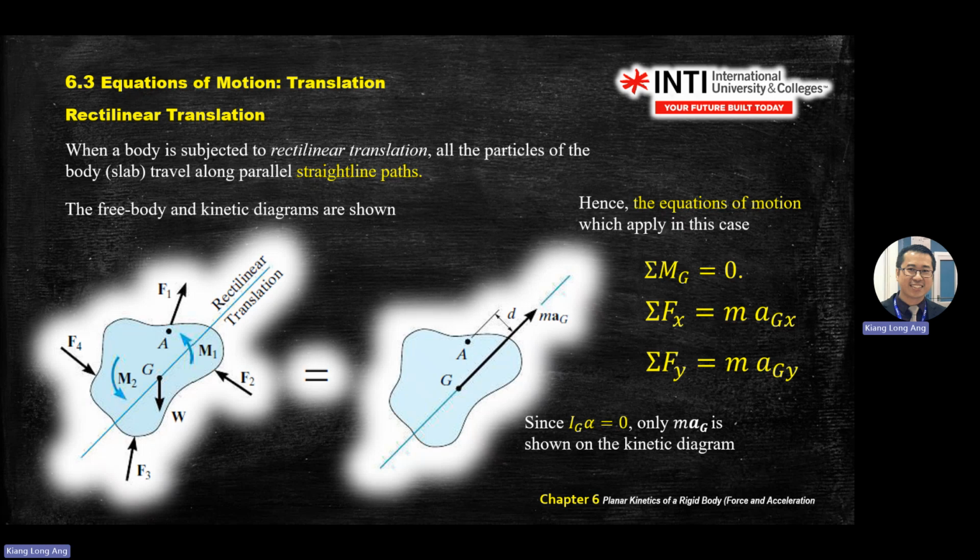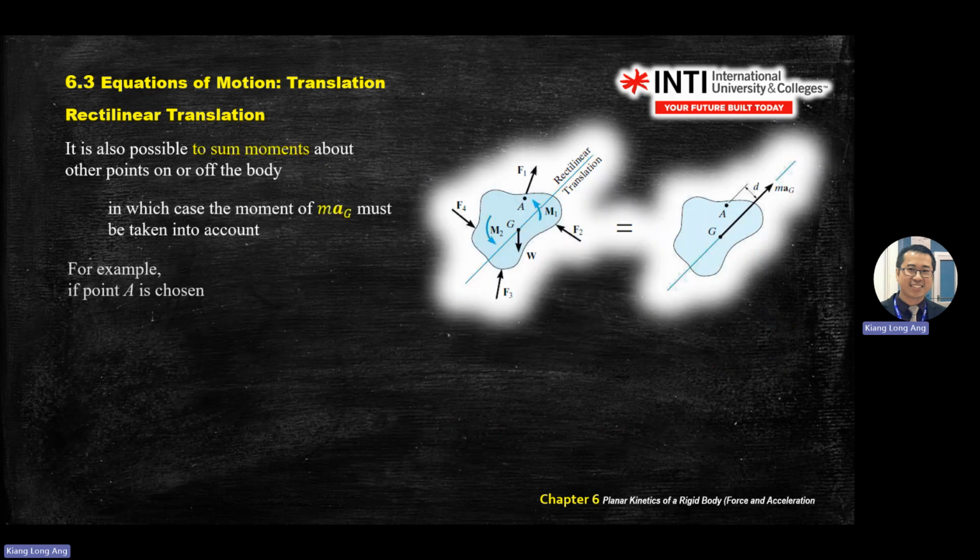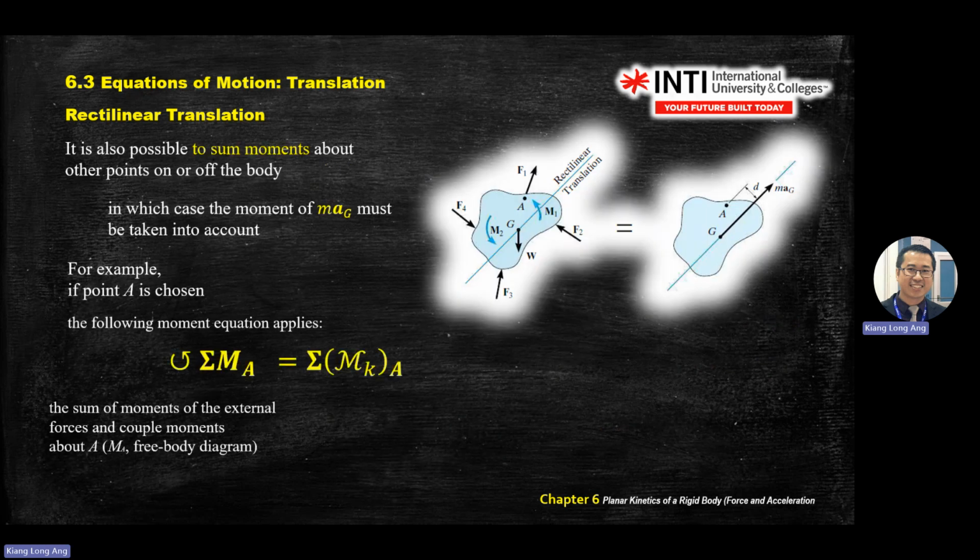So in summary, for translation, Mg is 0, because translation means no rotation in the straight line, the linear, it doesn't rotate. So the moment at the center of gravity is 0. And F equal to ma, you have x direction, y direction. Okay, the rest you read.